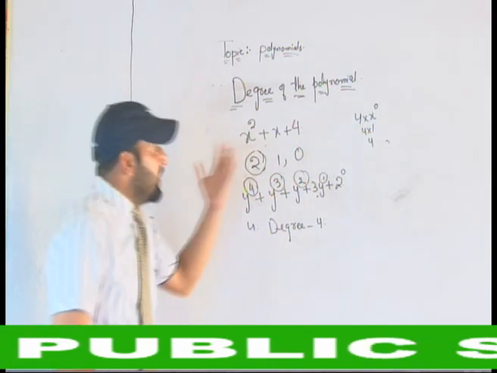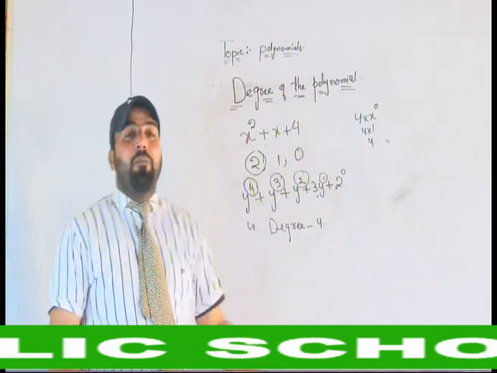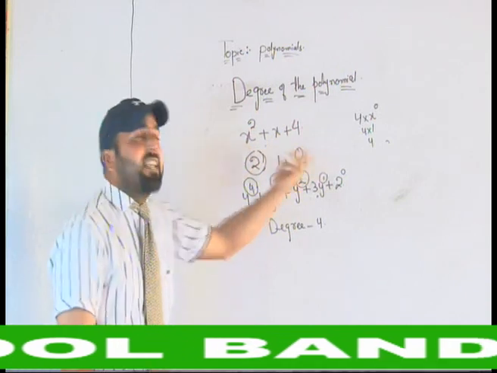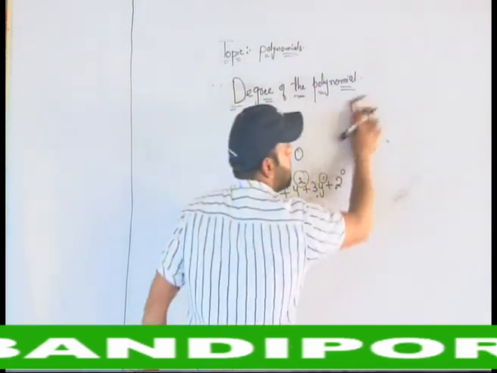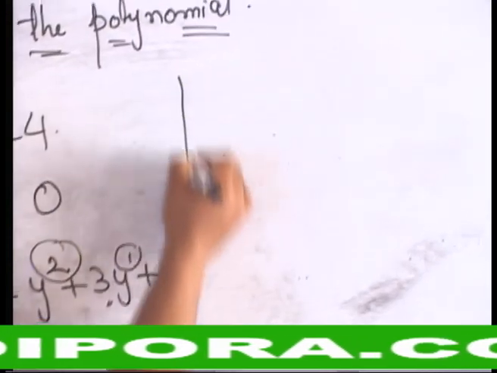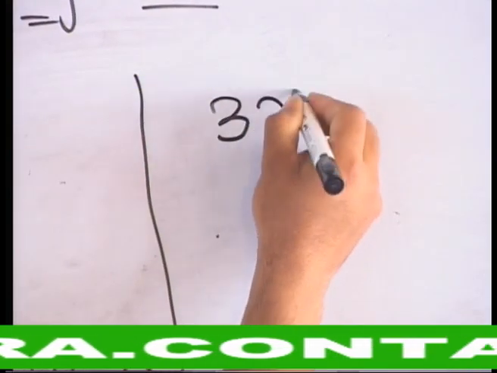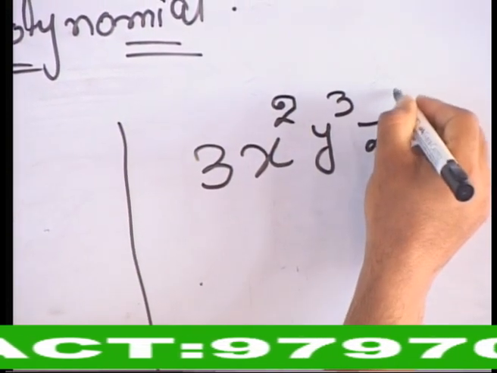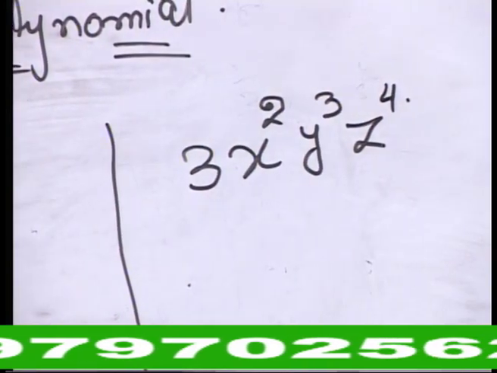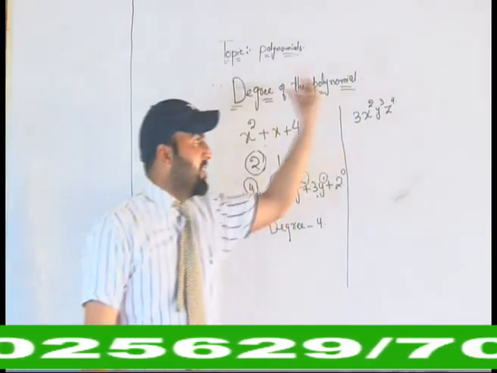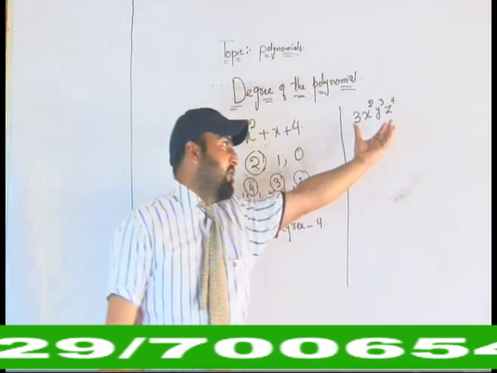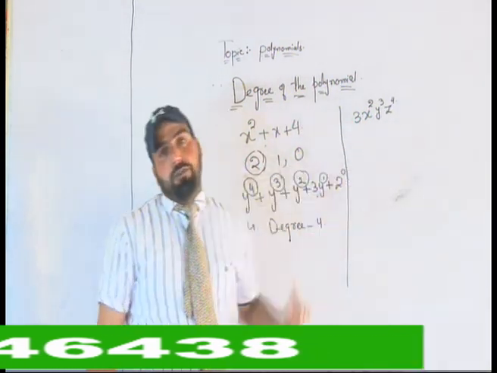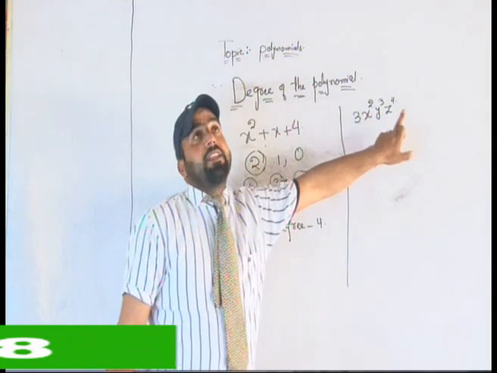The question arises: what if the polynomial contains more than one variable? This polynomial has only one variable, only x is used here. Suppose I take another example, 3x square y cube z raised to power 4. Is this a polynomial? Yes, this is a polynomial. Whether this is a monomial, binomial or trinomial, this is only a monomial because it is only one term. But here three variables are used, x, y and z.